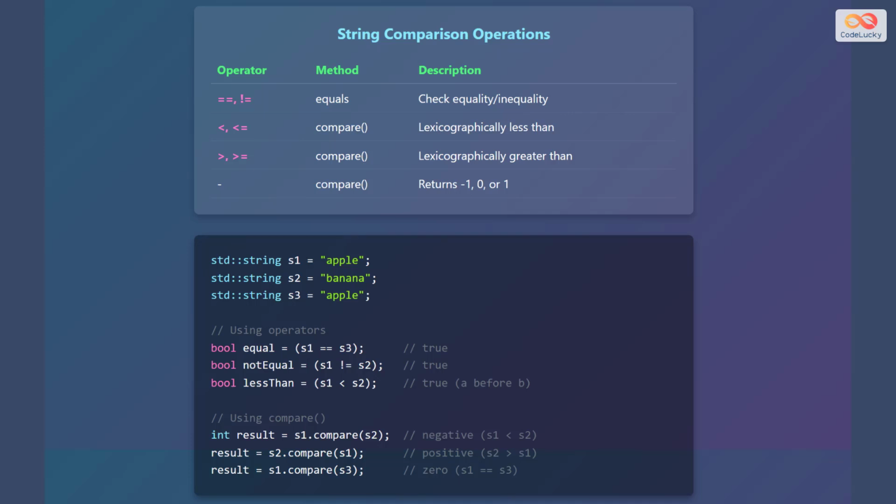The compare method returns a negative value if the first string is lexicographically less than the second string, a positive value if the first string is lexicographically greater than the second string, and 0 if the strings are equal. Here is a code example.